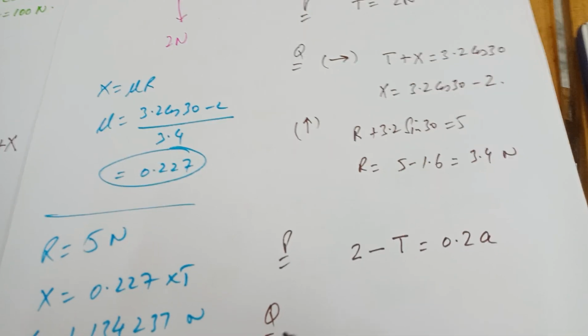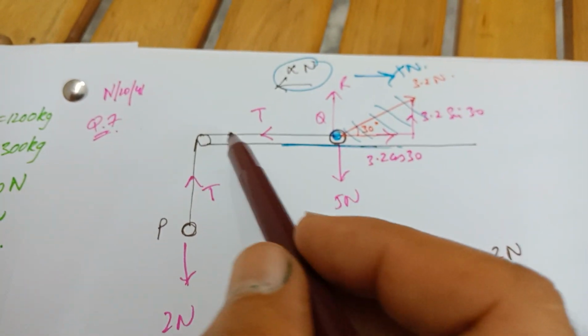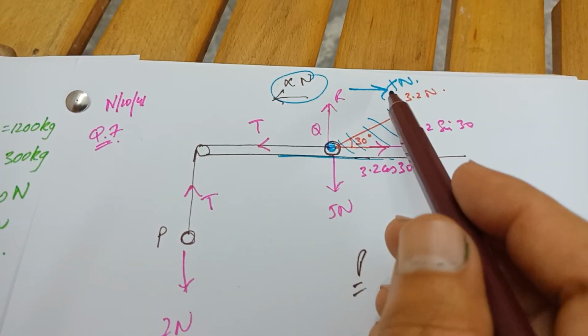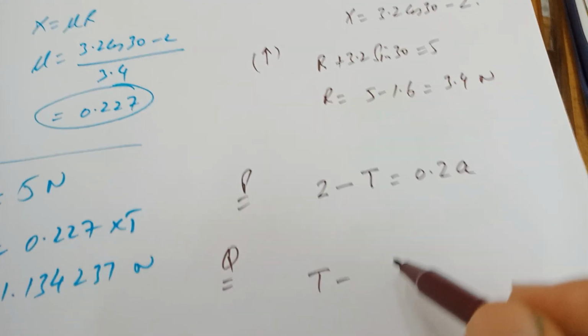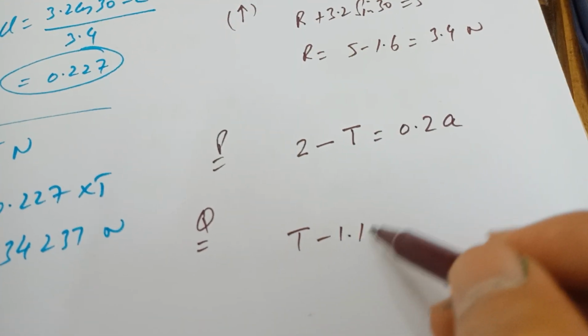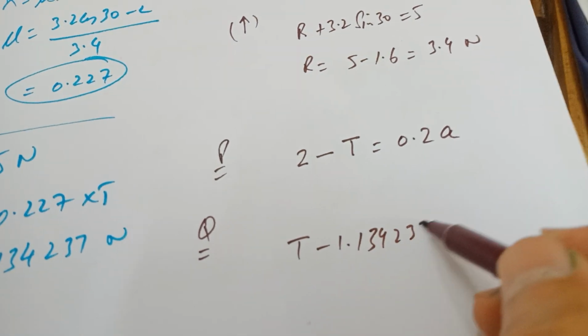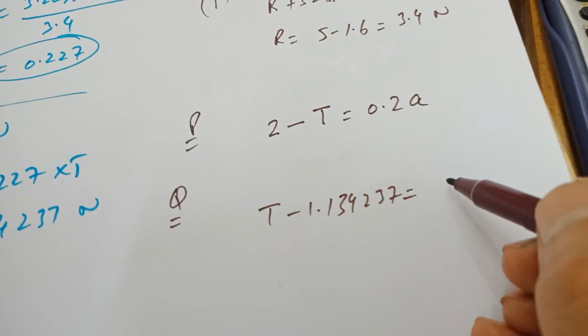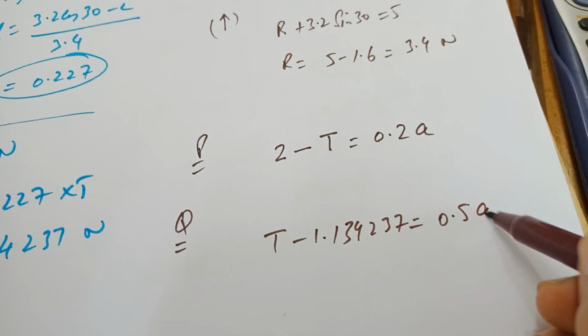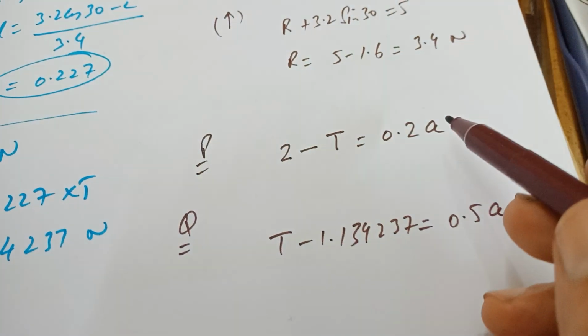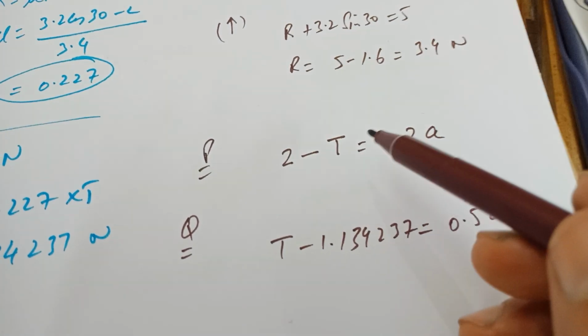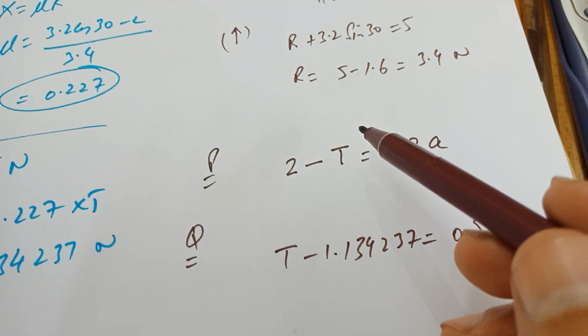And looking at Q, it is moving towards the pulley, and this is the force resisting this motion. So we have T minus 1.134237, that is equal to 0.5a. Guys, if you solve these two equations simultaneously, you will be able to get the tension in the string and the acceleration.